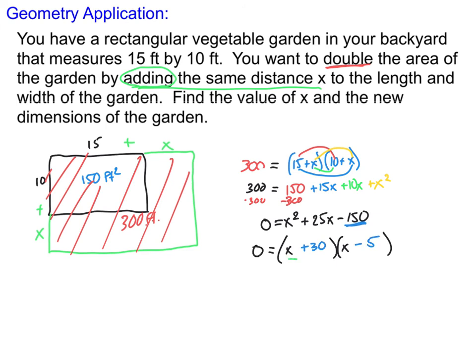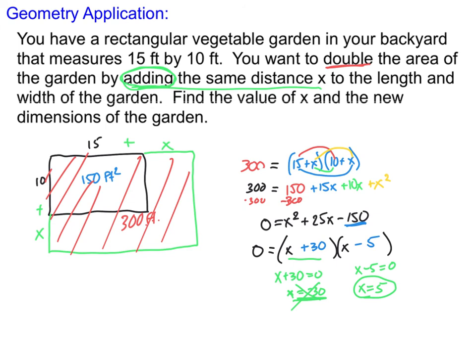And then I use the zero product property, so x plus 30 equals 0, x minus 5 equals 0. So x would be equal to negative 30, or x equals 5. And now let's think about that. I added a number to a garden. All right, I can't have a negative length, so that number is not possible. So x equal to 5 is my answer.